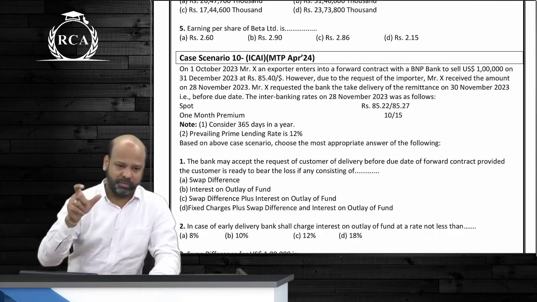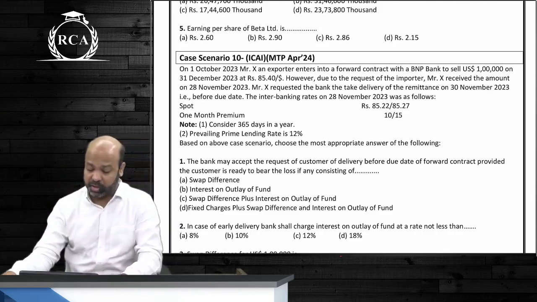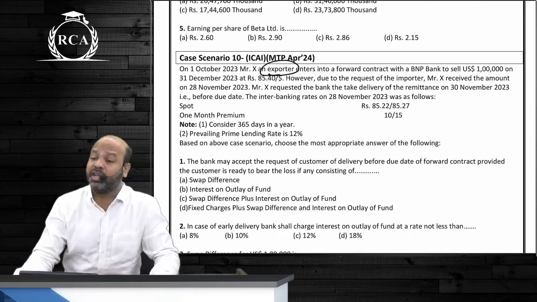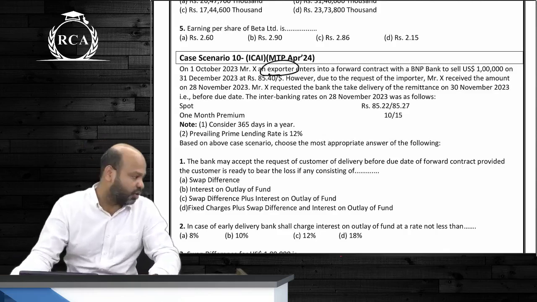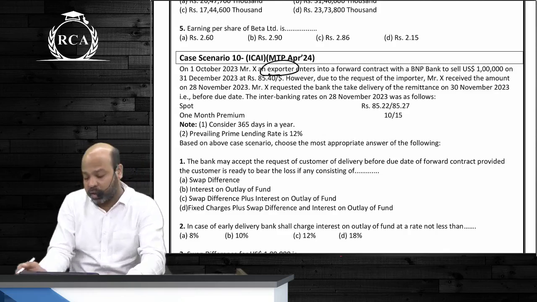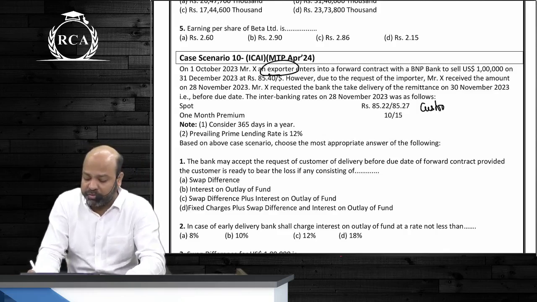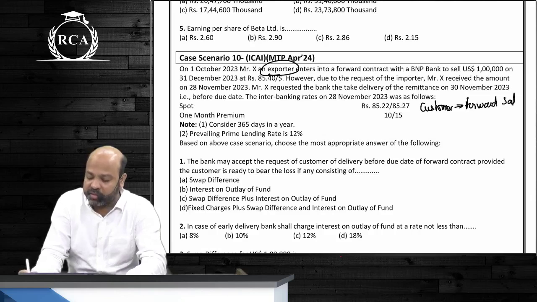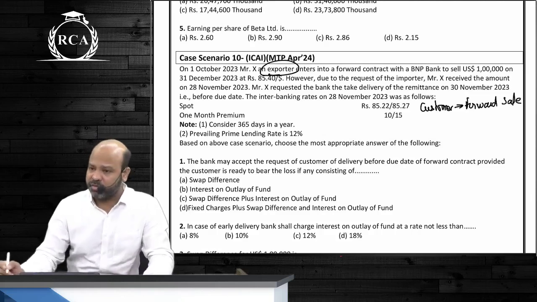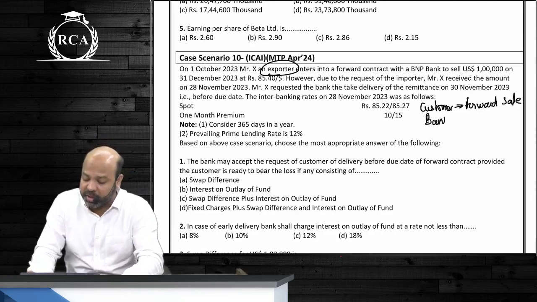Swap loss, let's understand now. The customer here is an exporter. If you are an exporter guys, will you enter into a forward sale contract or forward purchase contract? Customer will enter into a forward sale contract. We have done the exact same question with the same numericals in the class. Customer will enter into a forward sale contract. That means the banker has entered into a forward purchase contract.